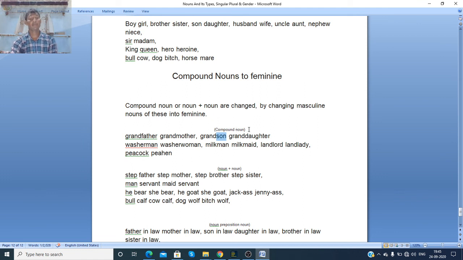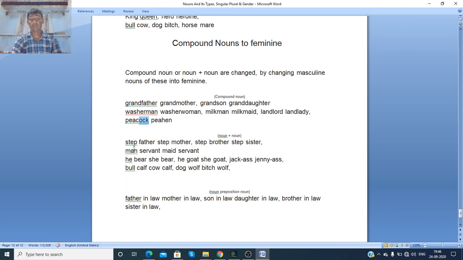Here I have been talking about compound nouns. Compound noun, grandfather: two nouns together without space. Washerman, washerwoman; milkman, milkmaid; landlord, landlady; peacock, peahen. So the word cock is changed into hen. And noun plus noun: noun, space, then noun.